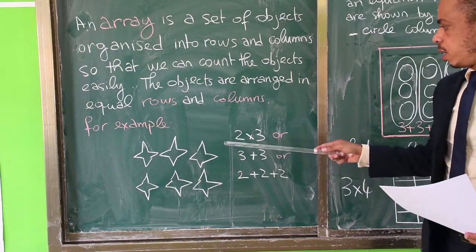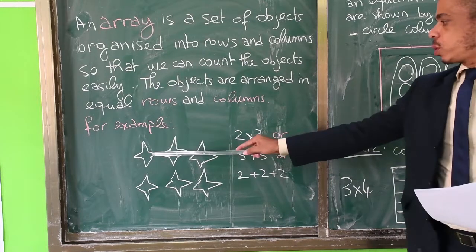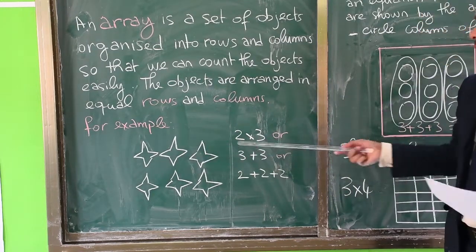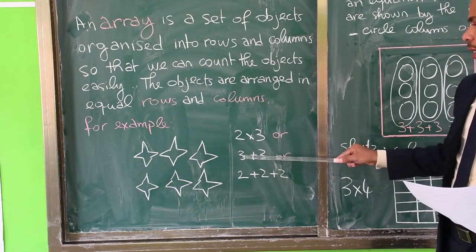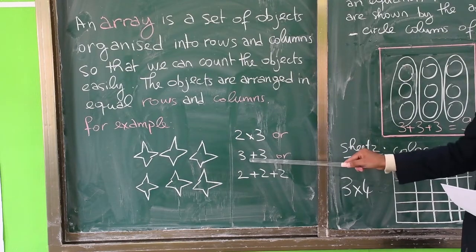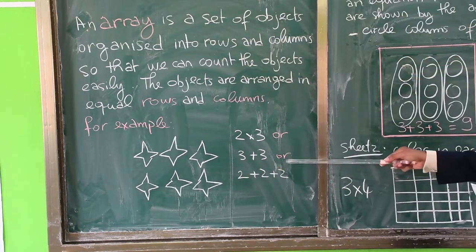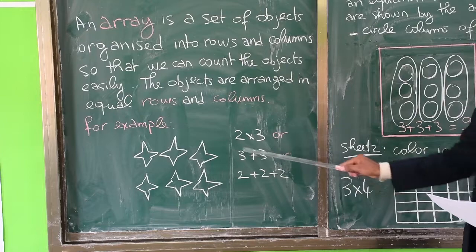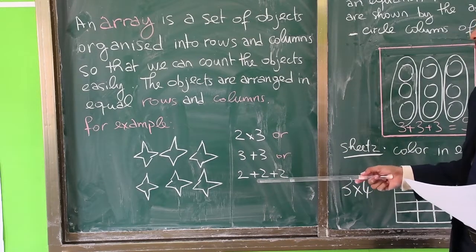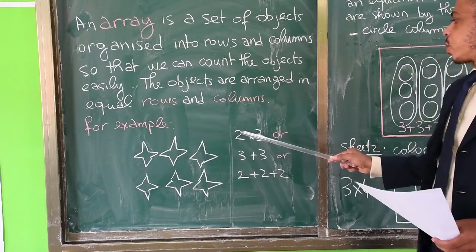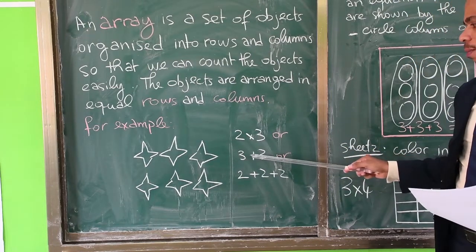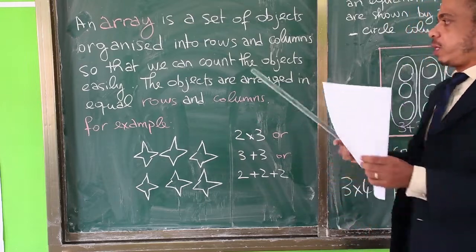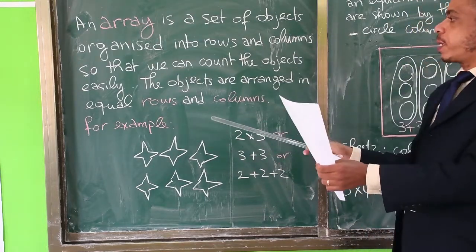Look, we have two objects or two stars times 3, 2 times 3, or 3 plus 3, or 2 plus 2 plus 2, to find 6. So 2 times 3 equals 6, 3 plus 3 equals 6, 2 plus 2 plus 2 equals 6. So here you are, as far as the explanation of the topic is concerned.